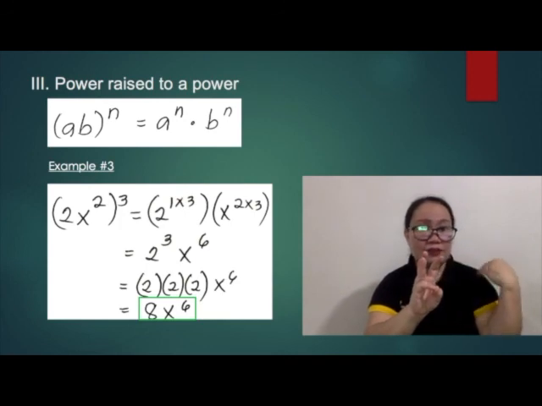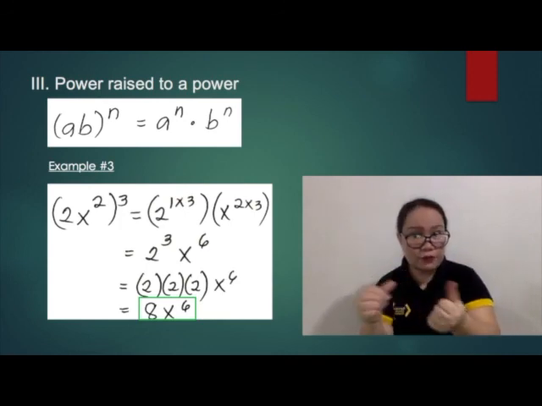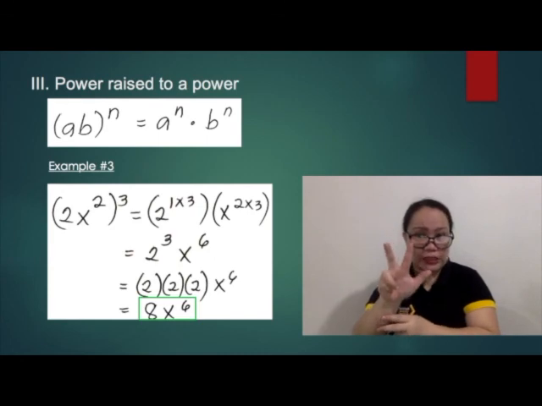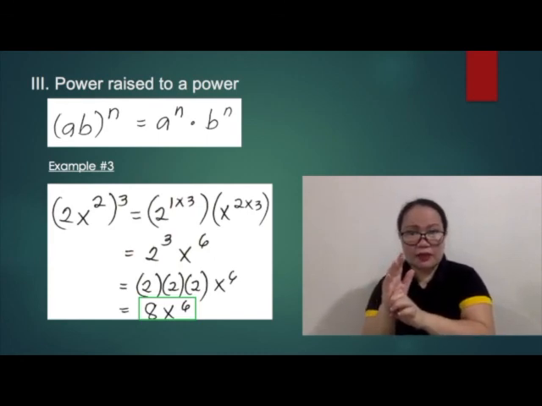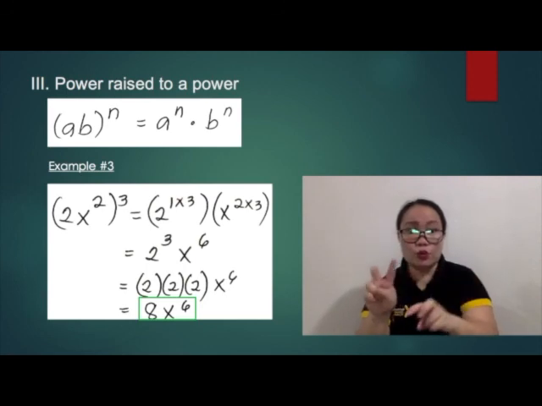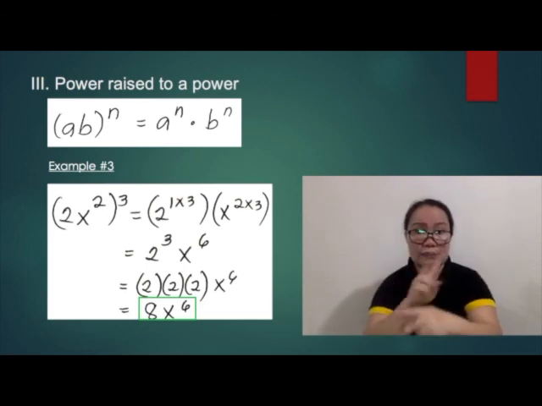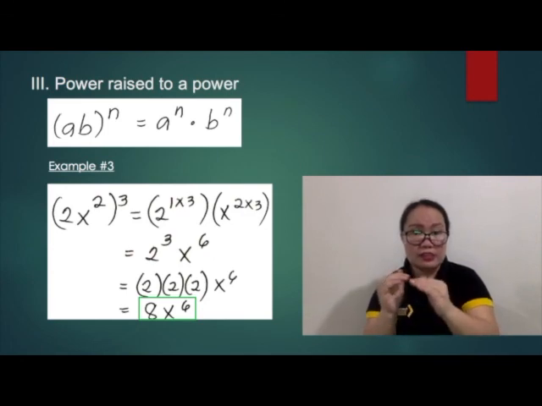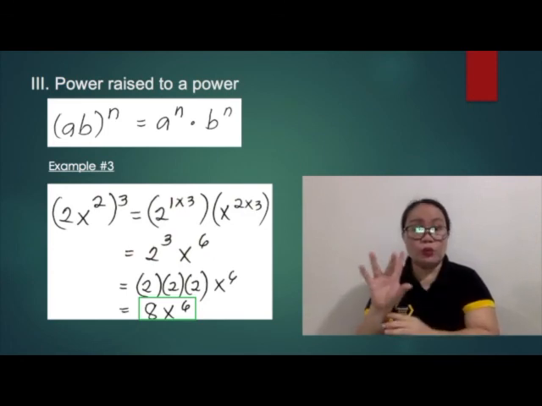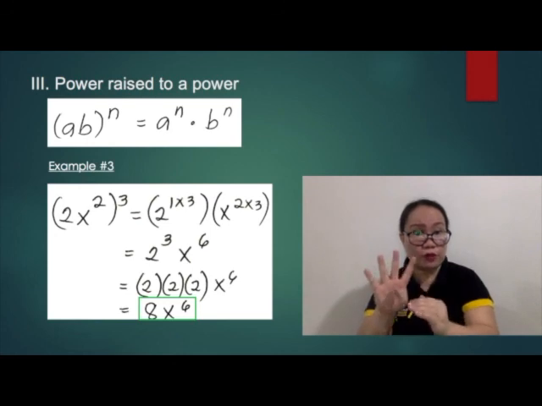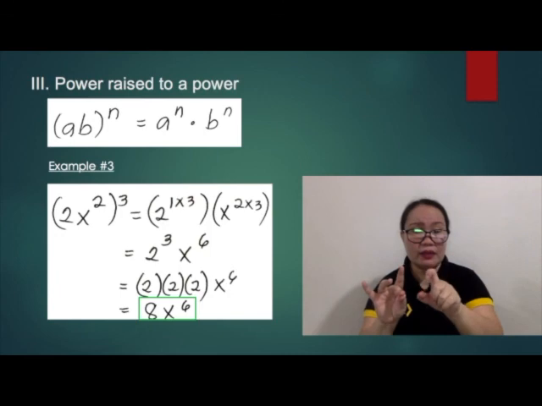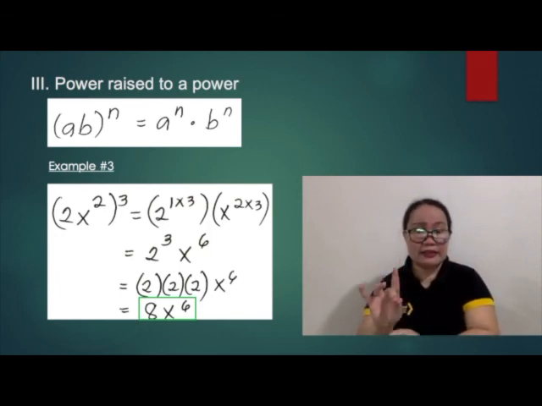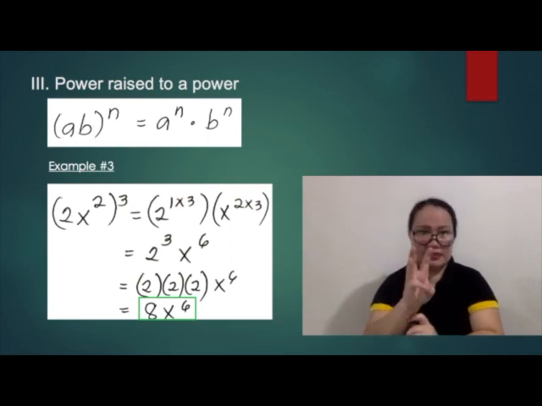That is not yet the final answer. We need to simplify the 2 raised to the power of 3. As you can see in the example, we translated it to 2 times 2 times 2, which equals 8. 2 times 2 is 4, times 2 is equal to 8. And then copy the variable x to the power of 6. The answer is 8x to the 6th.